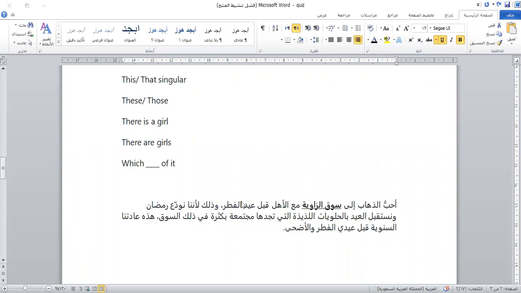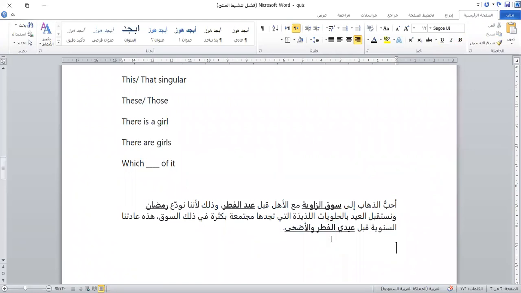عيد الفطر, رمضان, الفطر والأضحى. Now you should know that some things are international. Some things, like we said, are known to the world. Ramadan is known to the world. الفطر and الأضحى are somewhat known; they know what عيد is.